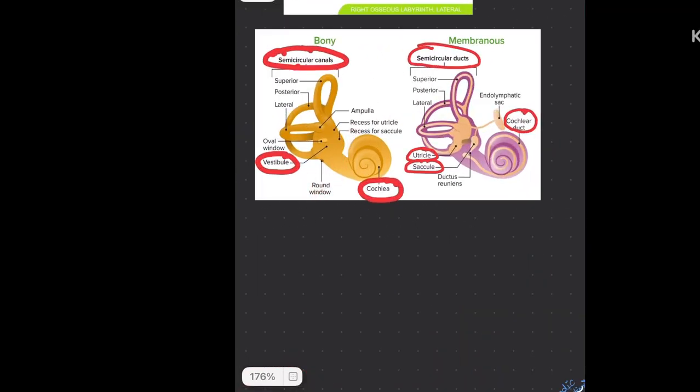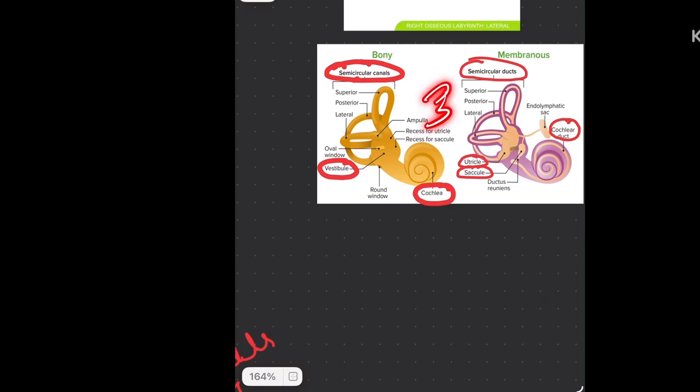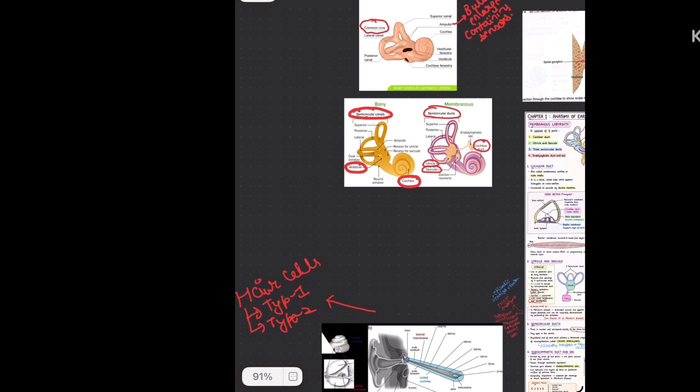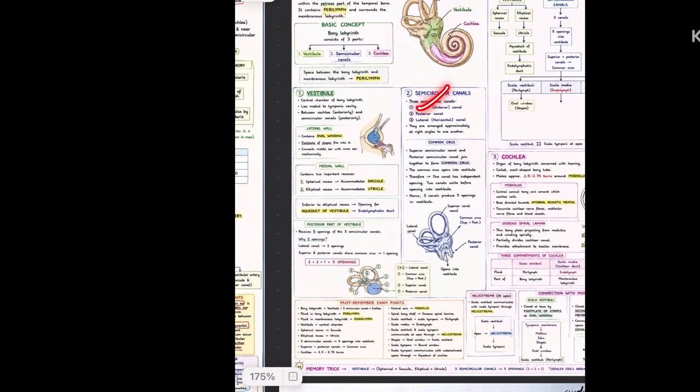Now let's go to the next part, that is your semicircular canals. Basically, as I told you, there are 3 semicircular canals. One is your lateral semicircular canal. Another one is your superior and posterior semicircular canal. They are at right angles to each other. You should know about the semicircular canals: superior and posterior, and the lateral is horizontal, arranged at right angles. We already know what the common crus is. When the superior and posterior join together to form a common duct, that is known as the common crus. That's why we have 5 openings.